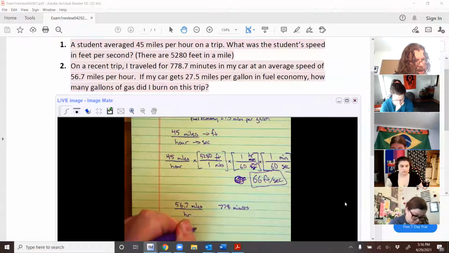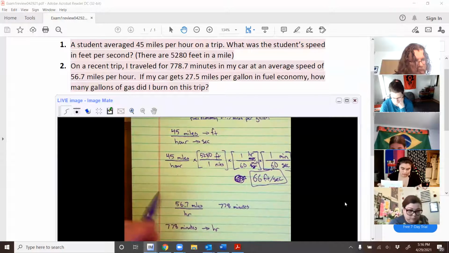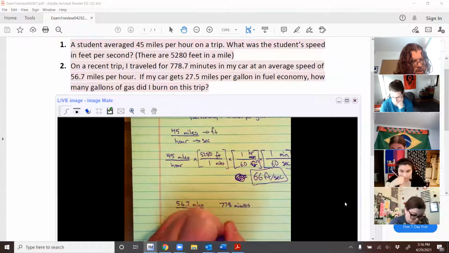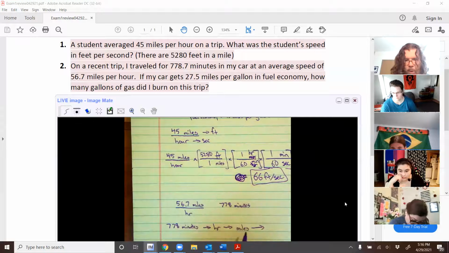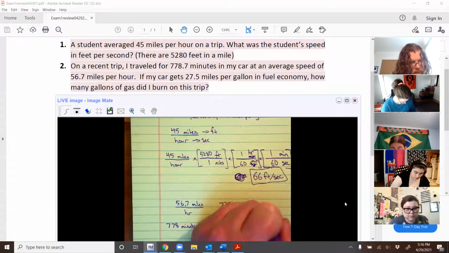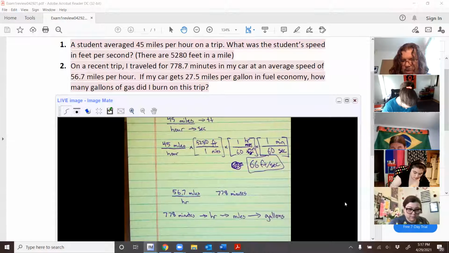Now, if we start with minutes and convert to hours, we should be able to use our speed as a conversion factor to convert into a distance in miles. And once we know what distance we traveled in miles, we should be able to use our fuel economy as a conversion factor to convert into gallons of gas. So that is the strategy that I'm bringing into this problem.